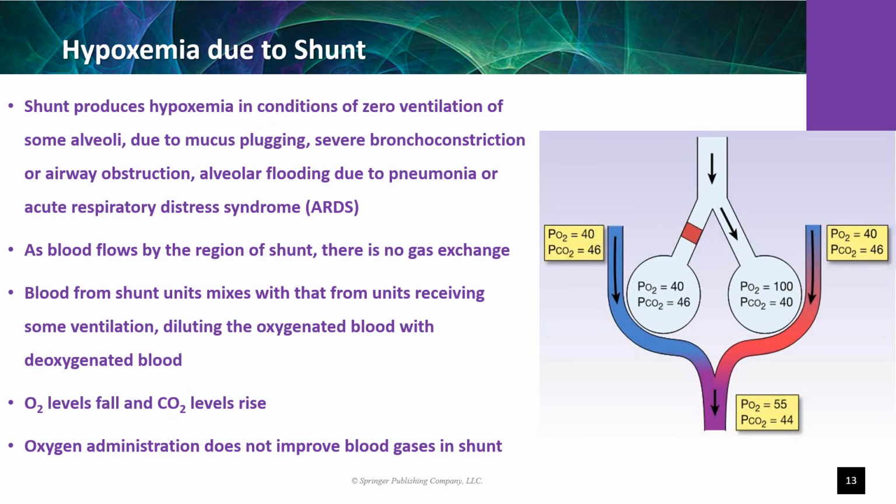In shunt, one region of the lung is receiving no airflow at all due to atelectasis, mucus plugging, or flooding because of pneumonia or pulmonary edema. Blood flowing through these lung regions has no additional oxygen or removal of carbon dioxide, and this will create more severe hypoxemia and hypercapnia of the mixed pulmonary venous blood. Oxygen administration is not effective at improving blood gases because the inspired air cannot reach the affected regions.